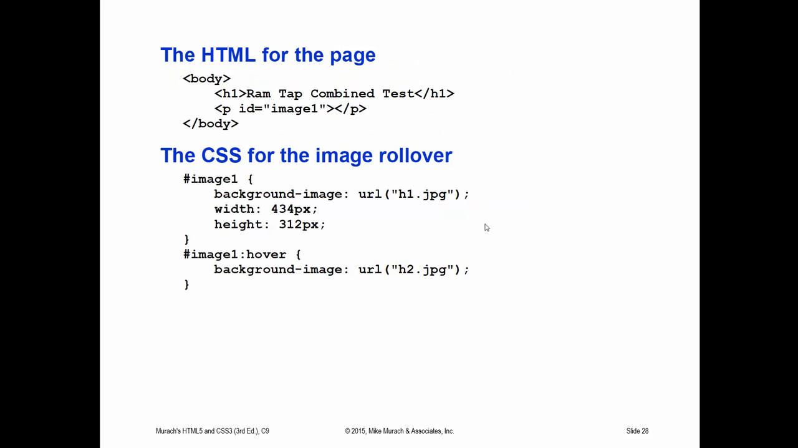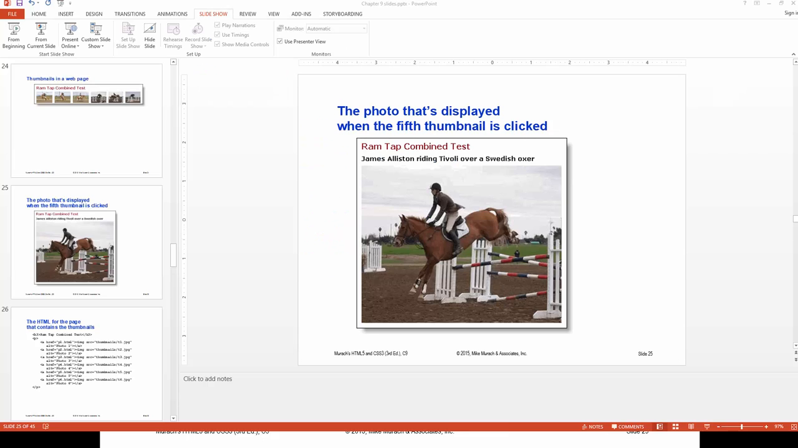So here's the associated HTML. All right. And here, you'll notice that it's just a blank ID with nothing in it. Right now, the ID is going to be set to h1.jpg with this height and width. When you hover over it, it'll be h2.jpg. So it's a simple way to change things if you're so inclined. All right, next we talk about an image map.